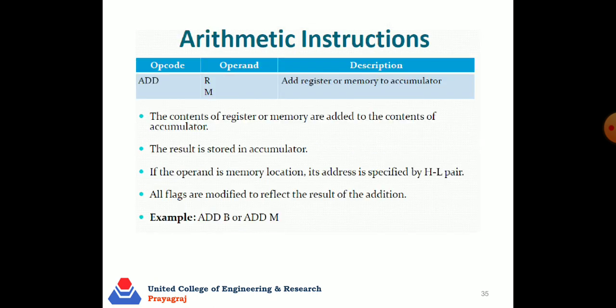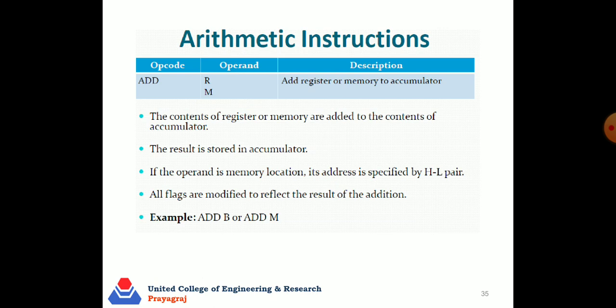So in arithmetic instructions, the first instruction is ADD R or M. Here R may be any of the registers: A, B, C, D, E, H, L, or M. M is memory. As we know, memory is directly connected with the location of the HL pair. It is directly located at the content of the HL pair location.